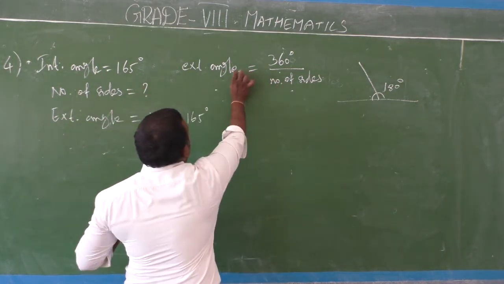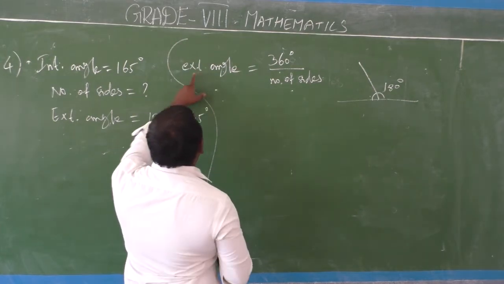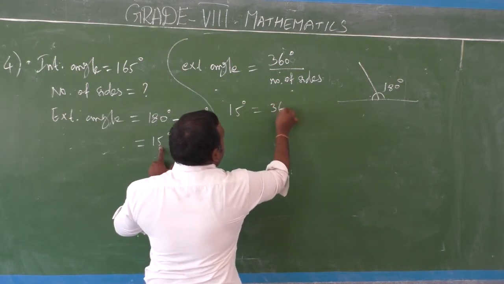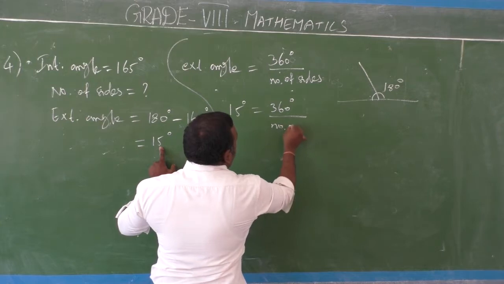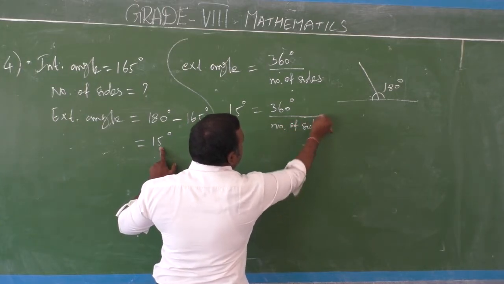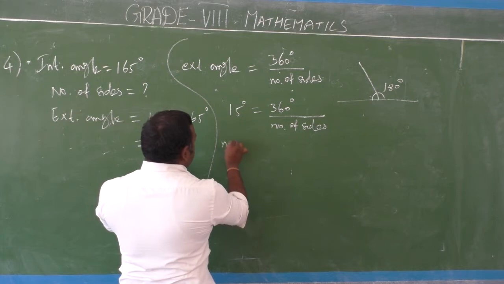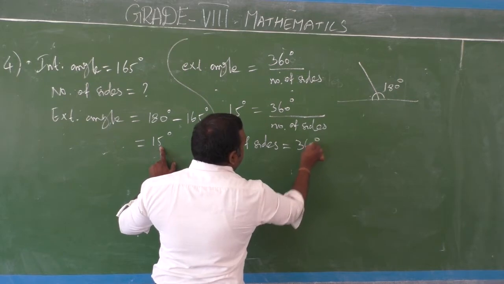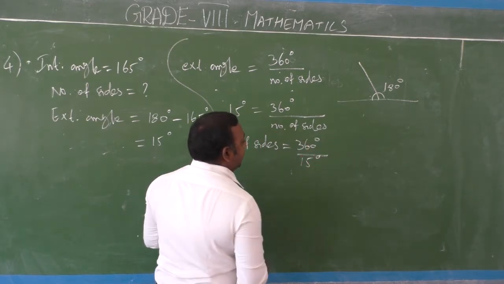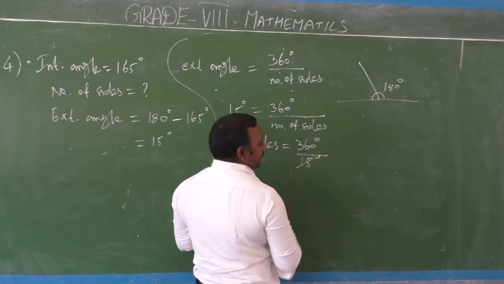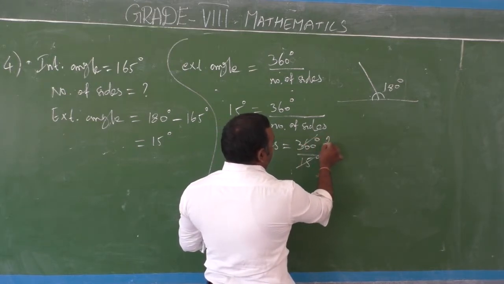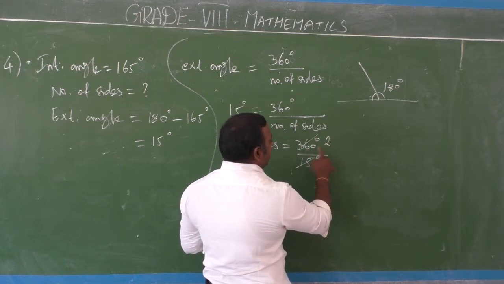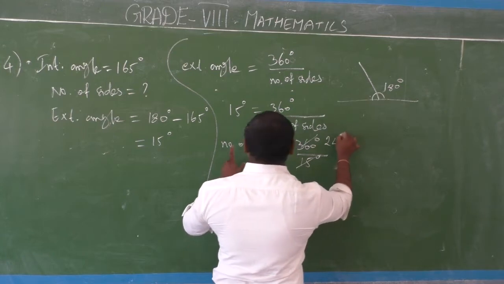Here the exterior angle is equal to 15 degrees. So 15 degrees is equal to 360 degrees divided by the number of sides in the regular polygon. So the number of sides is equal to 360 degrees divided by 15 degrees. How many times? 1 fifteen is 15, 2 fifteens are 30. Remainder 6, so 60. How many times? 4 times.